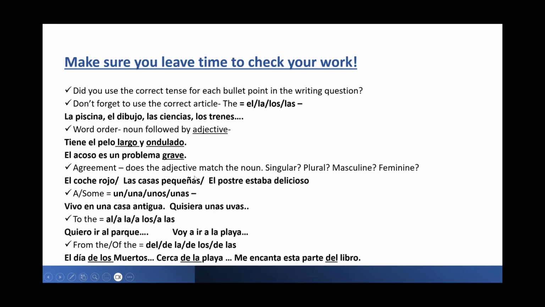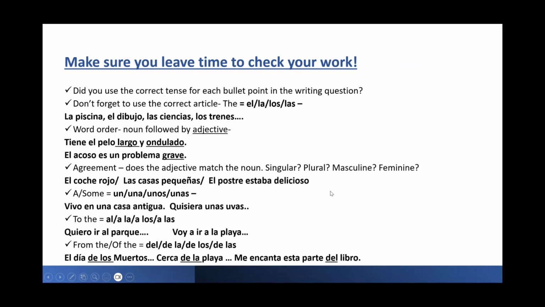So does the adjective match the noun? Singular. Is it singular, plural, masculine, feminine? So here we've got el coche rojo. Yeah, masculine, rojo. Las casas pequeñas. Yeah, plural, feminine, plural. Yeah, as. El postre estaba delicioso. So it ends in o because el postre is masculine.